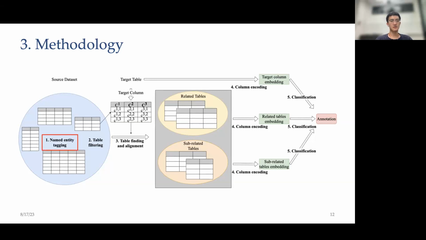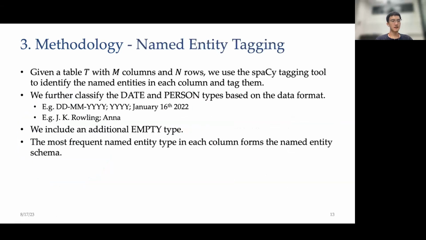So the first step in the pipeline is named entity tagging. Given a table T, we use the spaCy tagging tool to identify the named entities in each column and tag them. We further notice that the types dates and person can be further divided based on the data format. We further include an additional empty type for the column if no named entity type is detected from the column. The most frequent named entity type in each column forms the named entity schema.